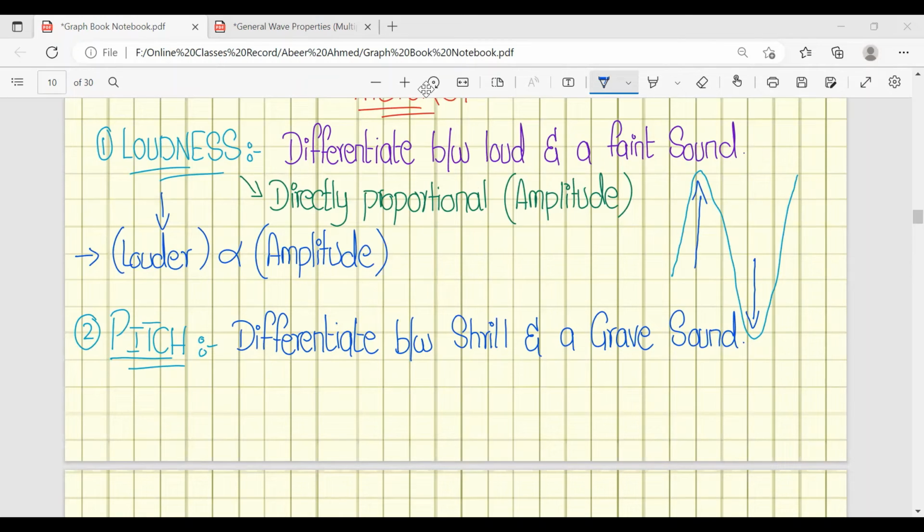Noisy, yes. So if we compare the sound of our voices, which voice is going to be shrill and which is going to be grave? If we want to compare the pitch of our voices, any idea?